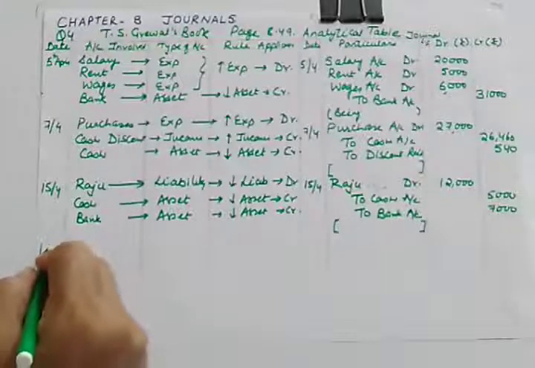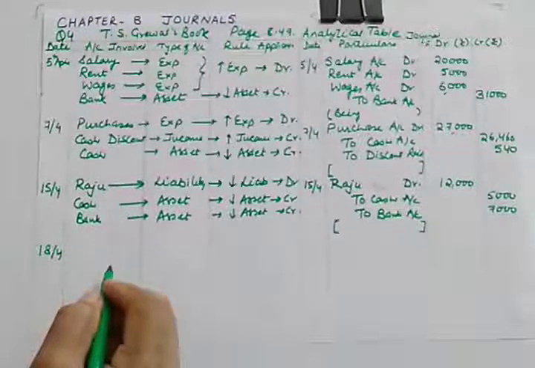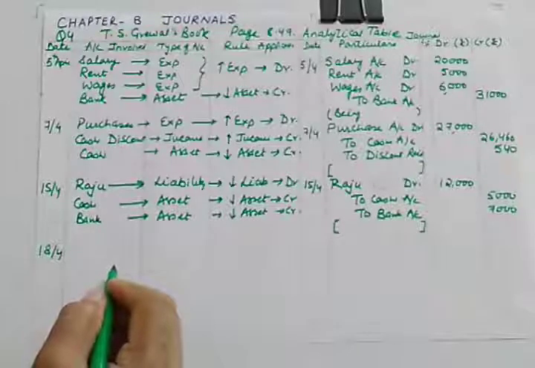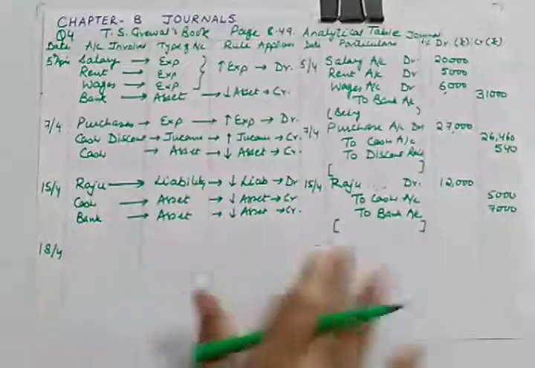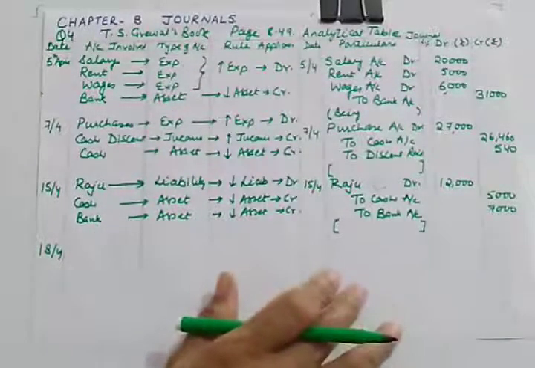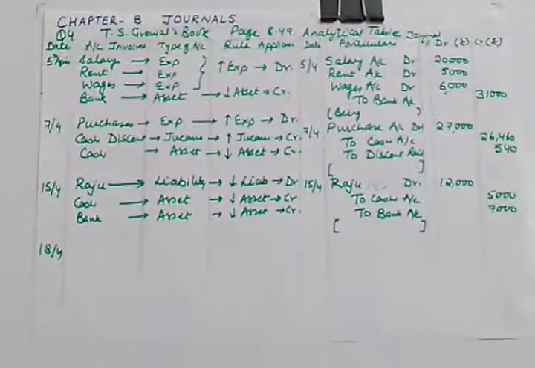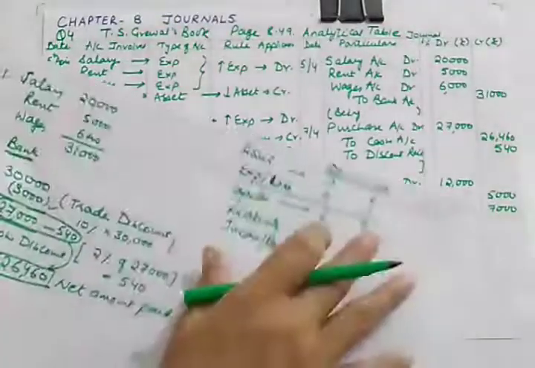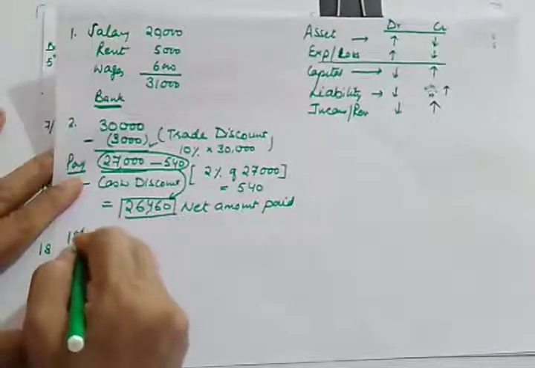Next transaction is on 18th April. So goods sold to Roma for 5,000 at 20% trade discount and 3% cash discount. Half the payment was received in cash. So here you need working notes, and you need to show these working notes in the main area. Don't show working notes in between the journal entry. You need to keep a particular space. You need to check how much space you will be requiring to complete the full journal entry, and after that you can start the working note. So this is the working note of the 18th April transaction.